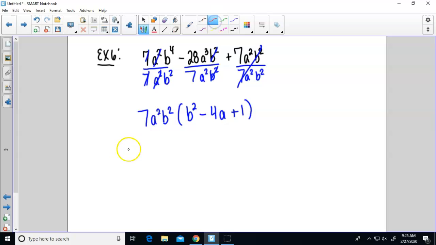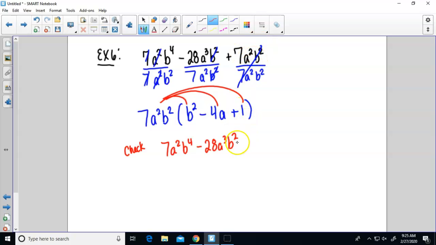Because to check these, you have to be able to multiply it back, right? So if you don't put that 1, you're going to get 7a squared b to the fourth minus 28a to the third b squared. But if you don't put that 1, you don't get the last term, right? So you've got to put the 1, and if you do, that'll give you the 7a squared b squared so that you get exactly what you started with, and that is correct.